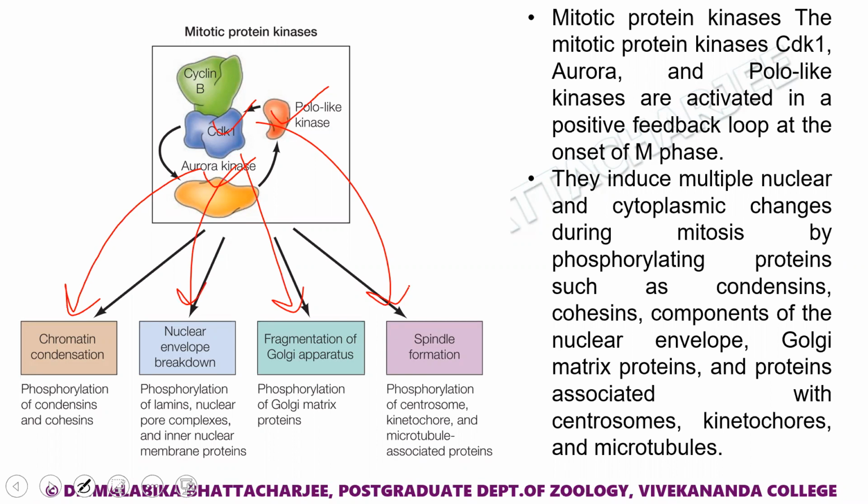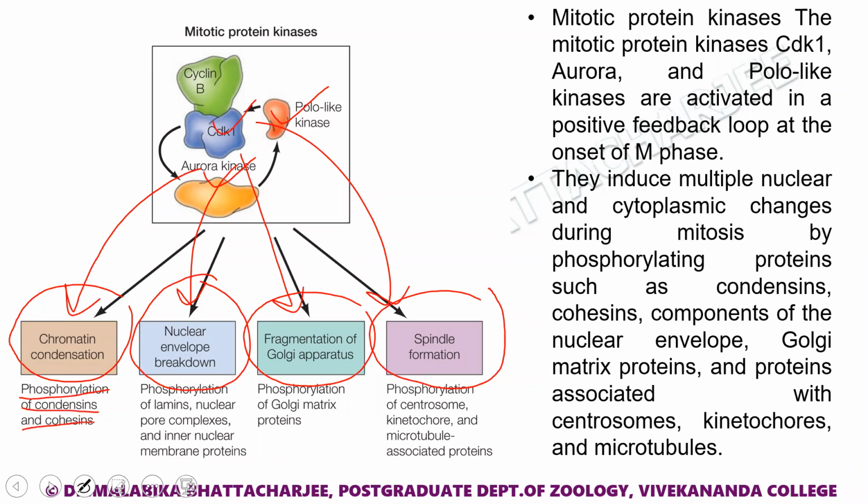And you can see what this MPF does. Chromatin condensation. If you remember your stages of mitosis, the first that occurs is chromatin condensation, breakdown of the nuclear envelope, fragmentation of the Golgi apparatus, and spindle formation. So during chromatin condensation, as you can see, it is phosphorylating substrates such as condensins and cohesins. So the chromatin is condensing, and for nuclear envelope breakdown, it phosphorylates the lamins, the nuclear pore complexes, and the inner nuclear membrane proteins. For fragmentation of the Golgi apparatus, it phosphorylates the Golgi matrix proteins. And finally, we have spindle formation, so phosphorylation of centrosome, kinetochore, and microtubule associated proteins.